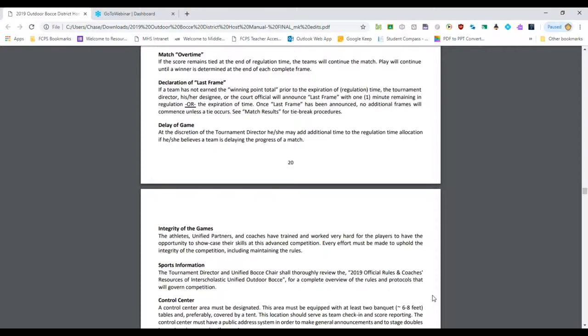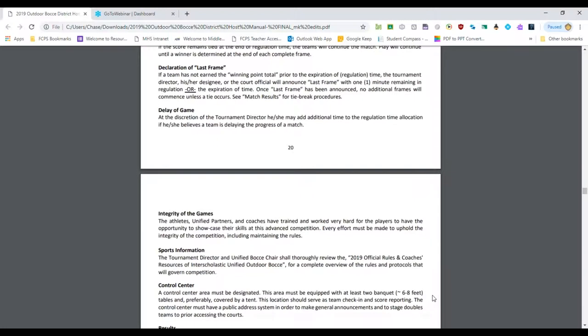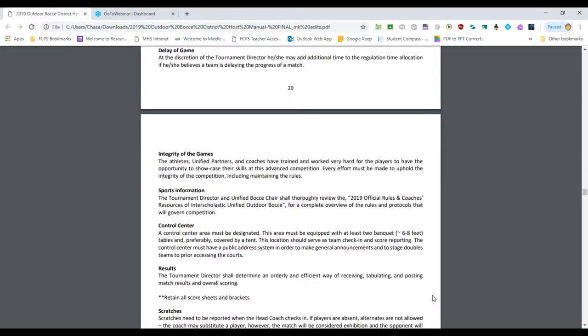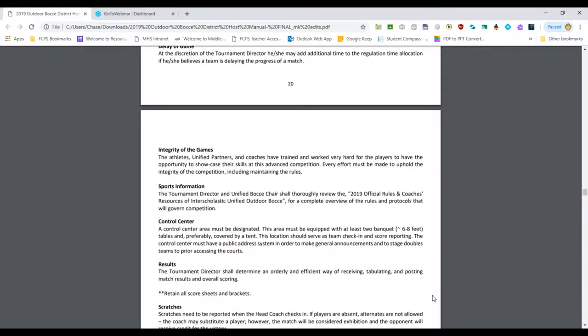If a team has not earned the winning point total prior to expiration of regulation time, the tournament director or their designee or court official will announce last frame with 1 minute remaining in regulation or at the expiration of time. Once the last frame has been announced, no additional frames will commence unless a tie occurs. At the discretion of the tournament director, he or she may add additional time to the regulation time allocation if he or she believes a team is delaying the progress of a match.